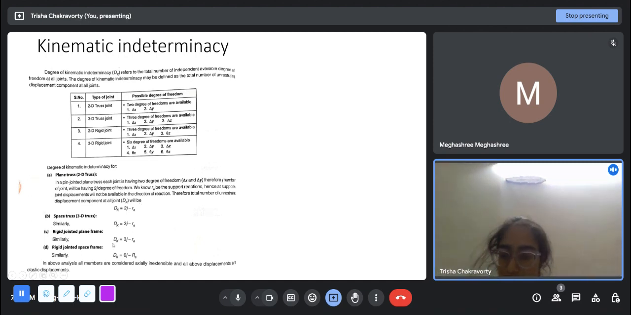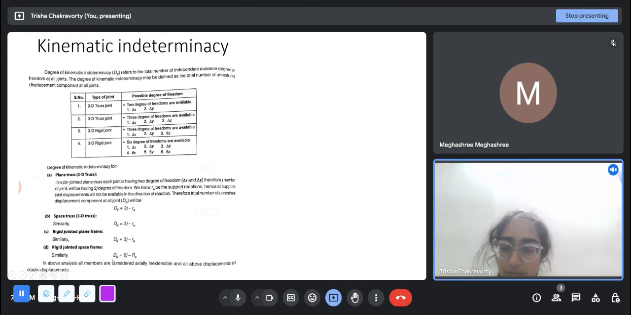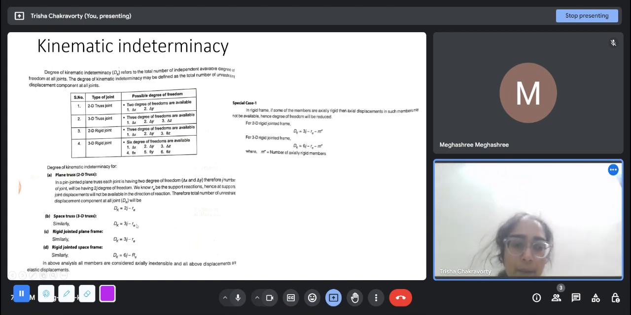So the formula is simple. For 2D truss, it's dk is 2j minus re. For 3D truss, this is 3j minus re. For 2D rigid frame, this is also 3j minus re, and rigid jointed space frame will be 6j minus re.